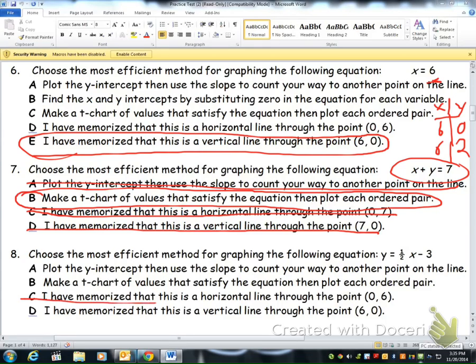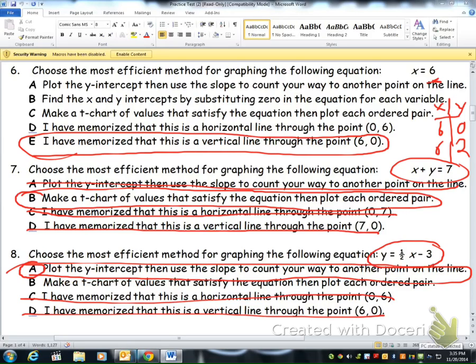Once again, not a horizontal line, not a vertical line, because it's not x equals something, it's not y equals something. So we have a t-chart or the y-intercept and slope, and if you look at this equation, it is in slope-intercept form, which is why we know that B, using the y-intercept and then the slope, is going to be the most efficient way to graph that equation.